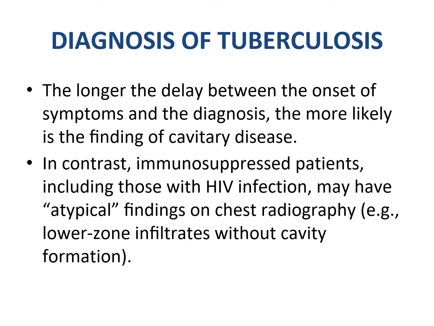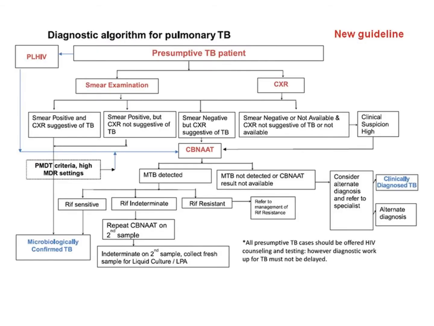The longer the delay between the onset of symptoms and the diagnosis, the more likely is the finding of cavitary disease. In contrast, immunosuppressed patients, including those with HIV infection, may have atypical findings on chest radiography, for example, lower zone infiltrates without cavity formation. You see here the diagnostic algorithm for pulmonary TB. This is the new guideline.